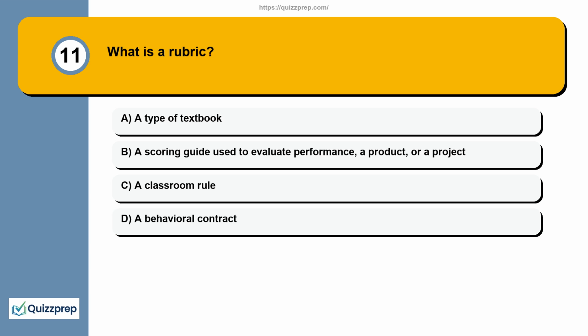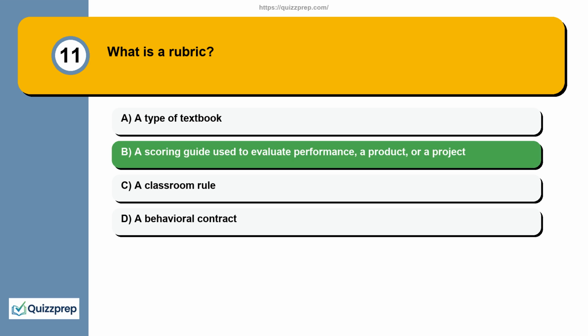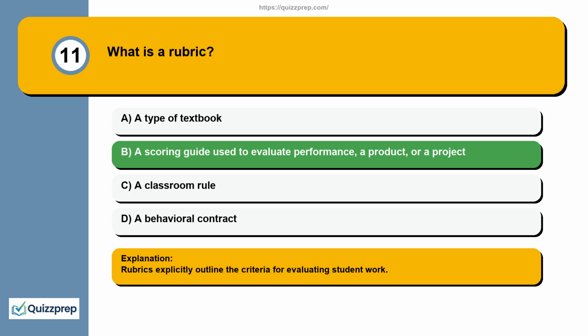Question 11. What is a rubric? Here are your options. Option A. A type of textbook. Option B. A scoring guide used to evaluate performance, a product, or a project. Option C. A classroom rule. Option D. A behavioral contract. The correct answer is option B. A scoring guide used to evaluate performance, a product, or a project. Explanation. Rubrics explicitly outline the criteria for evaluating student work.